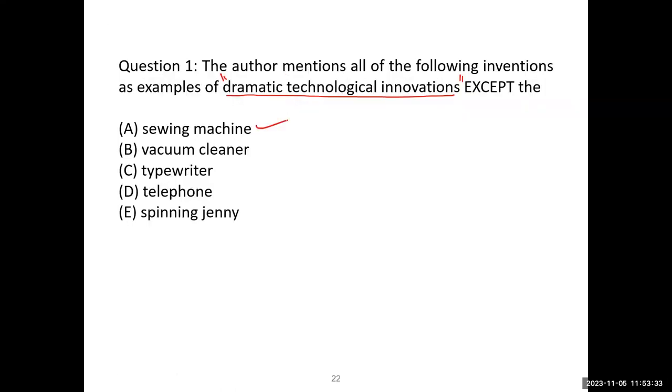He has mentioned sewing machine, vacuum cleaner, typewriter, and spinning jenny. These were mentioned. So the question is, don't forget this: the author mentions all of the following except. So what is not mentioned? Telephone is not mentioned. Yes or no?